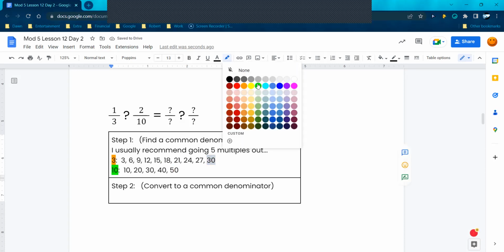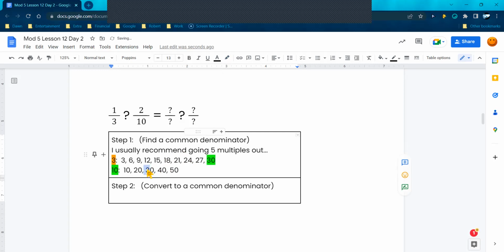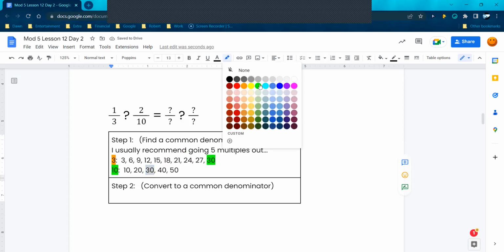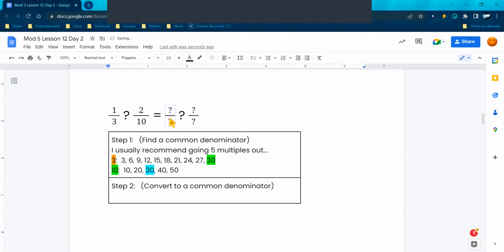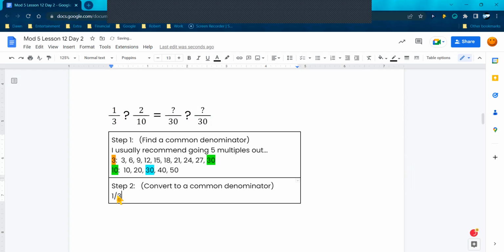So I'm going to go ahead and highlight 30. And then I'm going to write it right up here. 30. Now that I have my common denominator, I'm going to need to transfer this over. So I'm going to take the 1/3. Remember, it's going to go small, but I can fix that by hitting backspace. I'm going to multiply it by a fraction that equals 1 whole, which equals some fraction over 30.